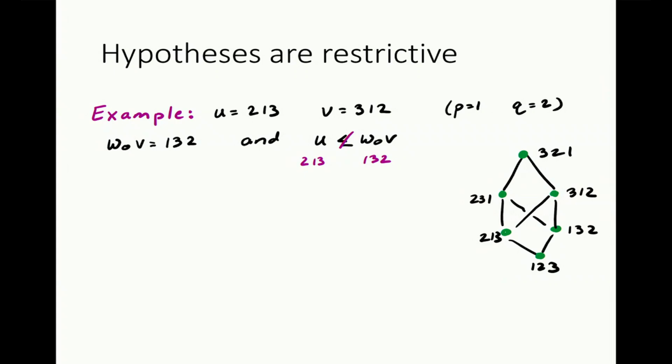And this is the thing about this condition, that U needs to be less than or equal to w naught V in the Strong-Bruhat order. So here, for this small example, we have U equals 213, V equals 312, P equals 1, Q equals 2. So it's fine. They're both in S3, which is 3 is 1 plus 2. So that's okay. But w naught V, so we basically just reverse that string.